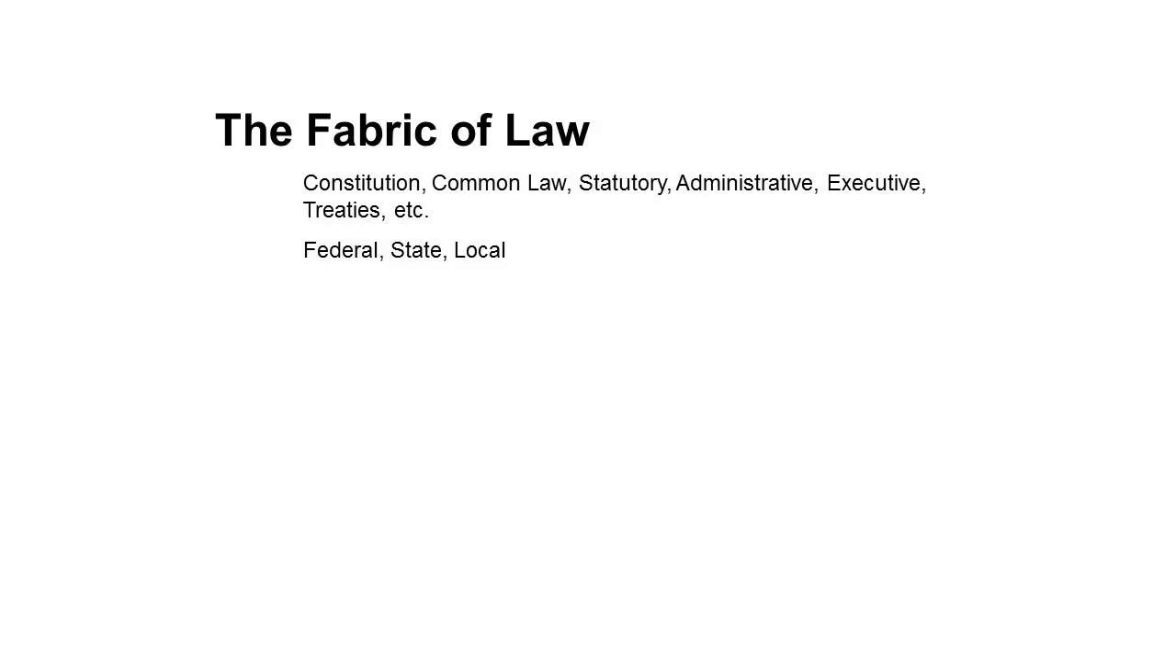So, for example, the Constitution, common law, which comes from various court decisions, statutory law that comes from Congress, administrative law that comes from administrative agencies, executive law from the president, treaties. So we've got all these different sorts of things that affect our lives, and they're in this kind of vague fabric that we really don't think about too much. Also, we've got laws that are coming at us from the federal level, laws that come at us from the state level, and laws that come at us from the local level.